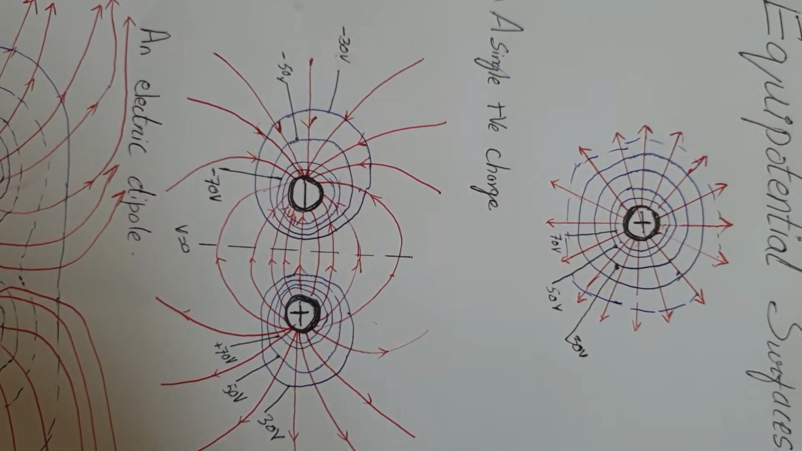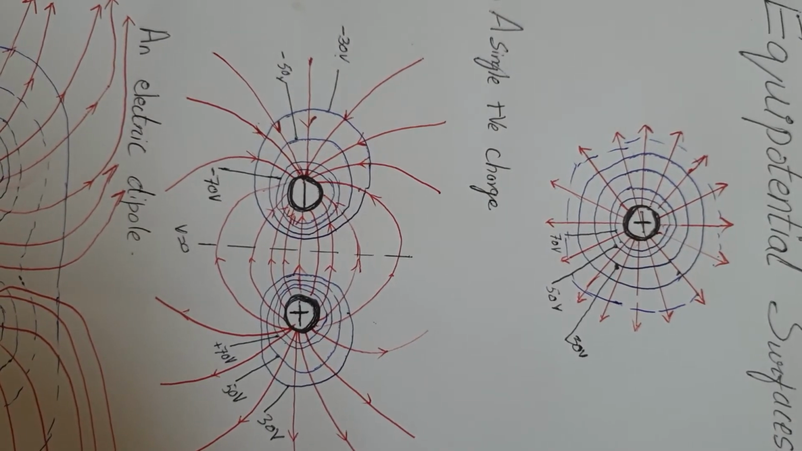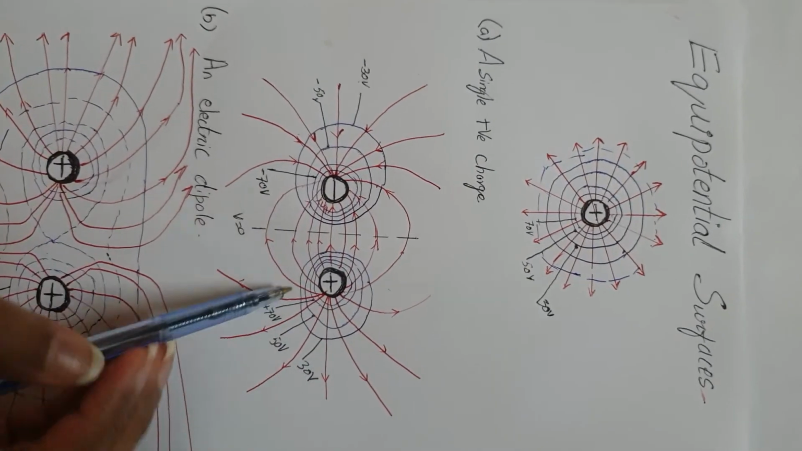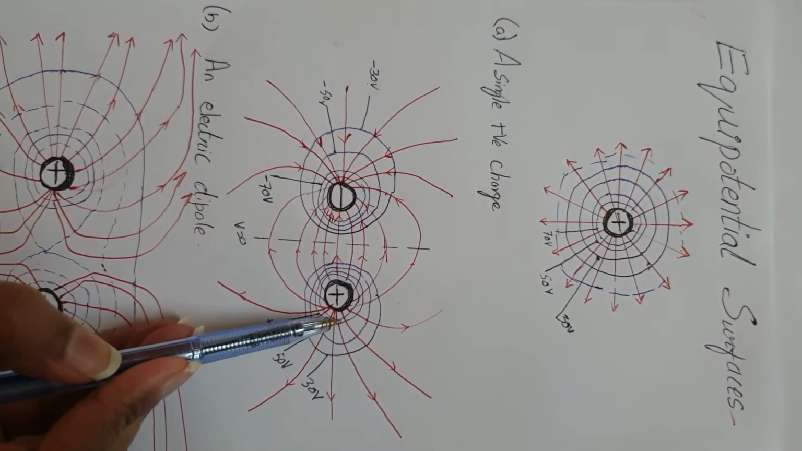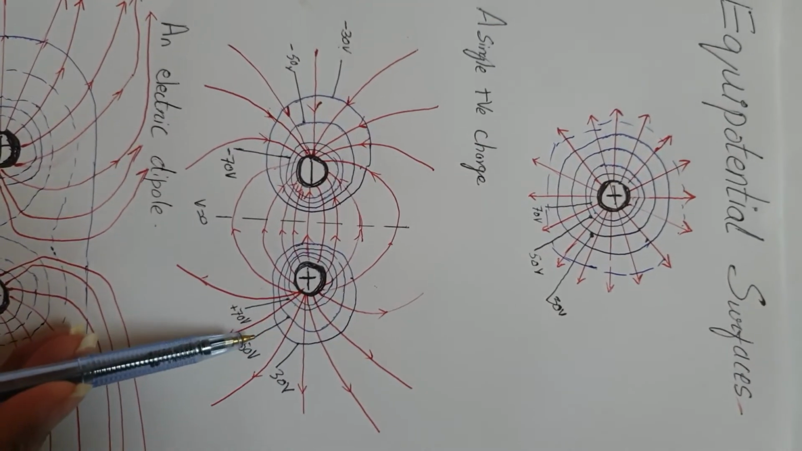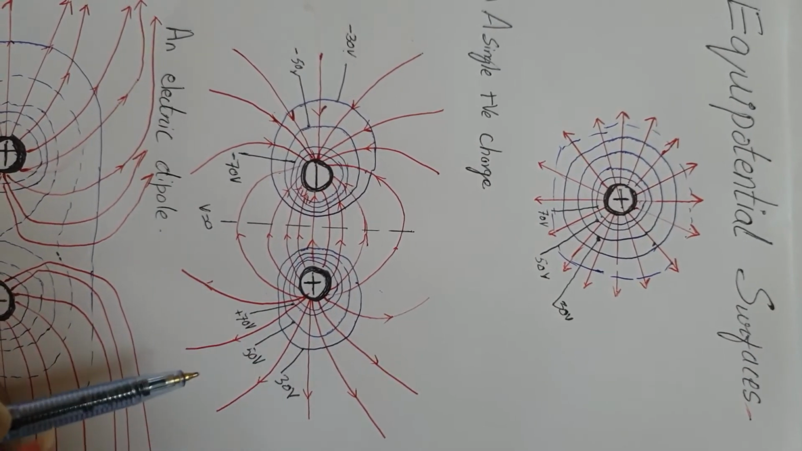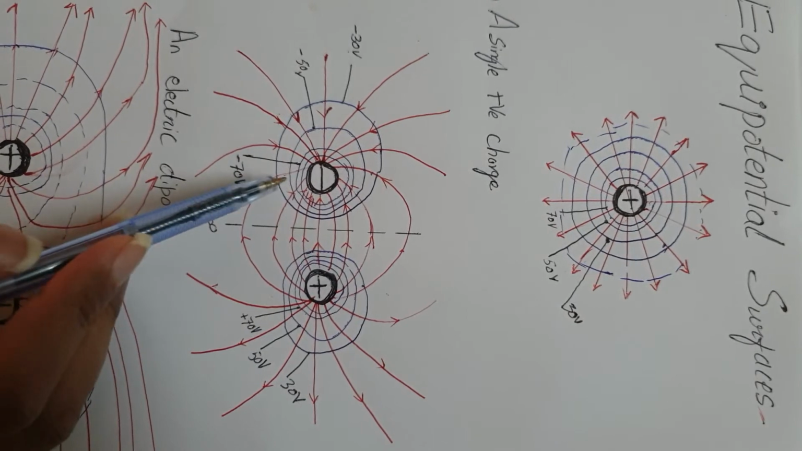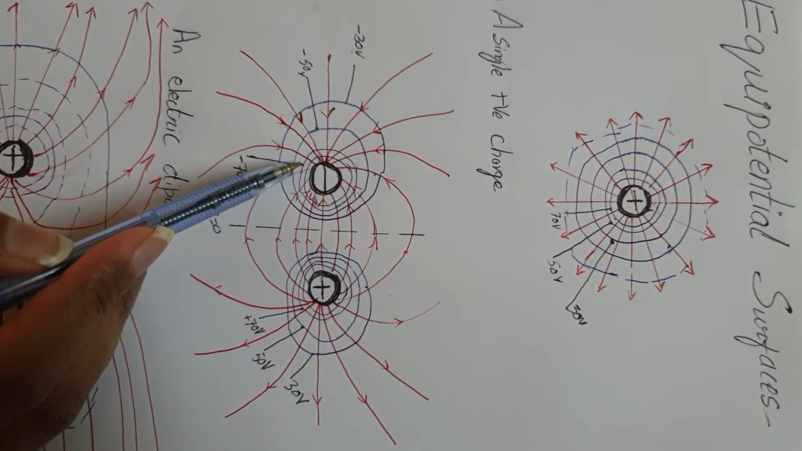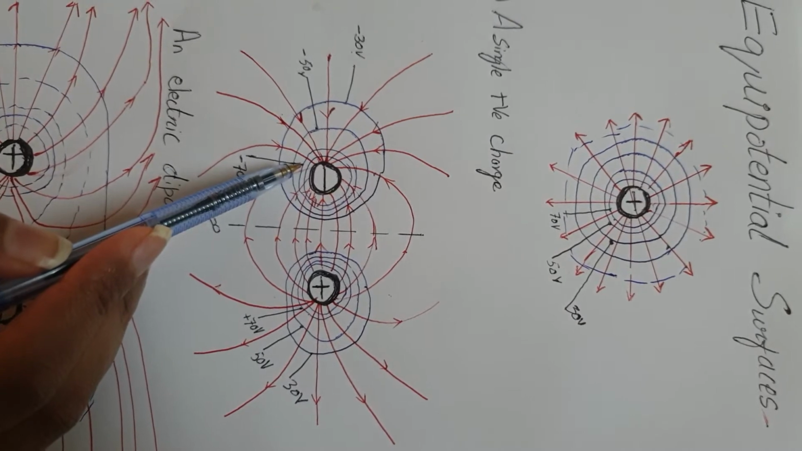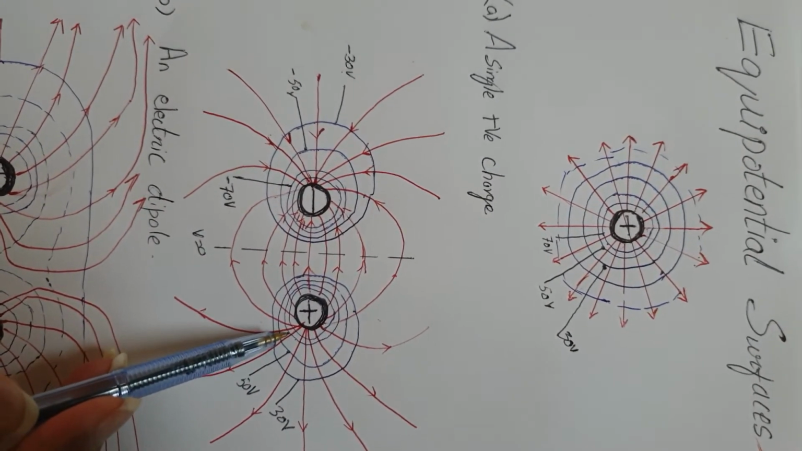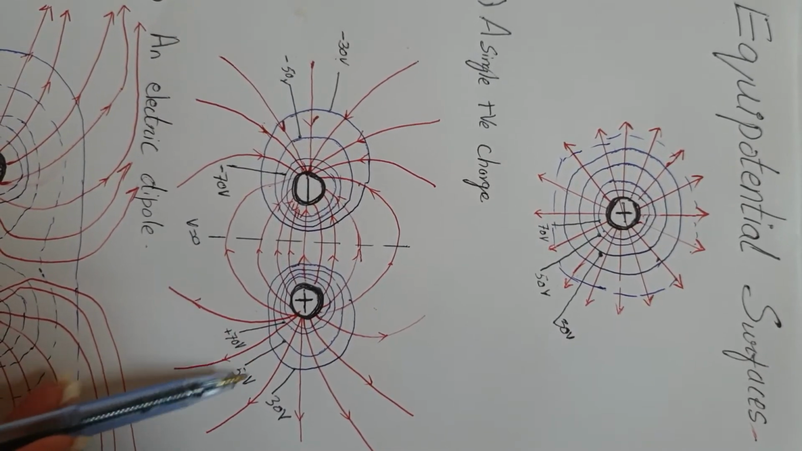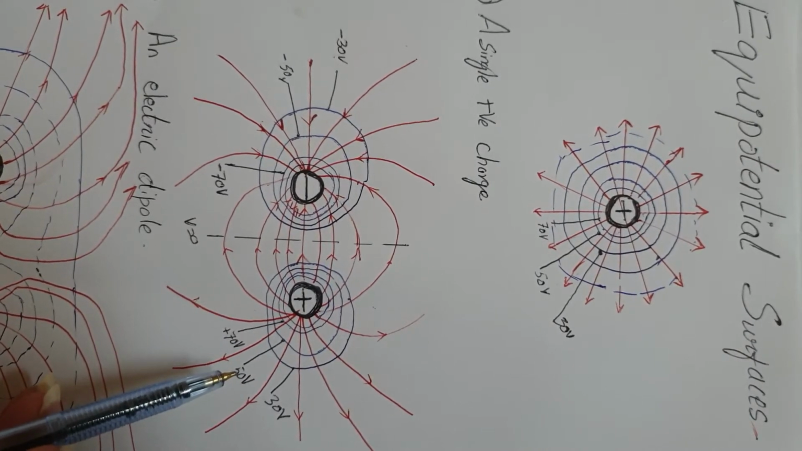Now again, let's look at figure B. Here we can see equipotential surfaces of different volts, of different potential. The one which is near the charge has higher potential. As we move away from the charge, the value of the potential is getting less and less.